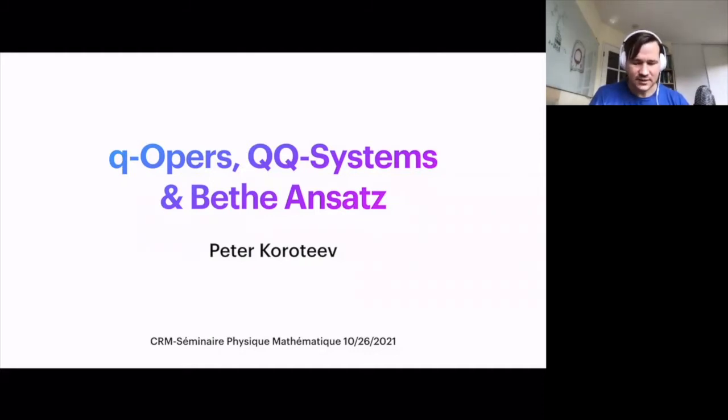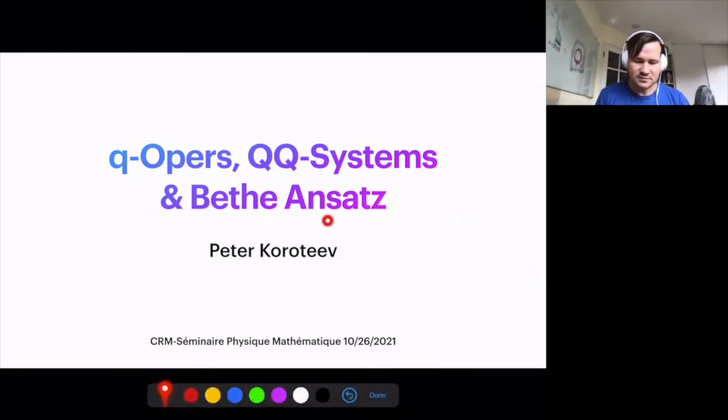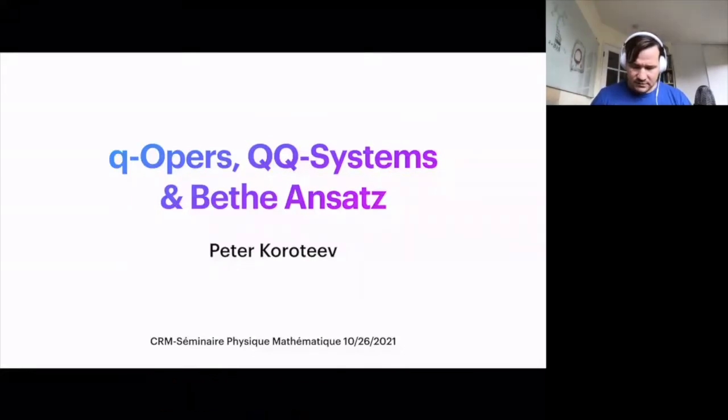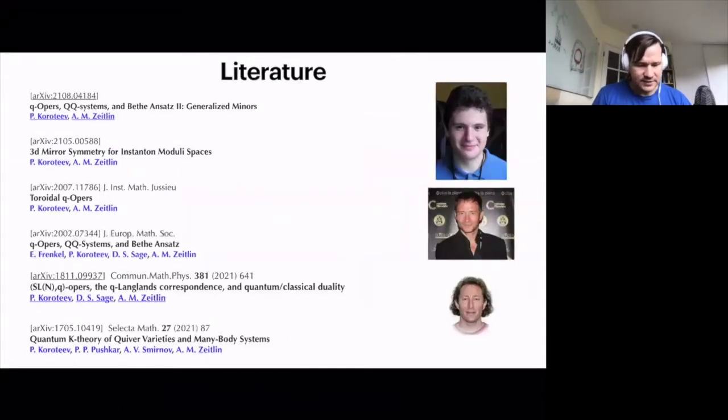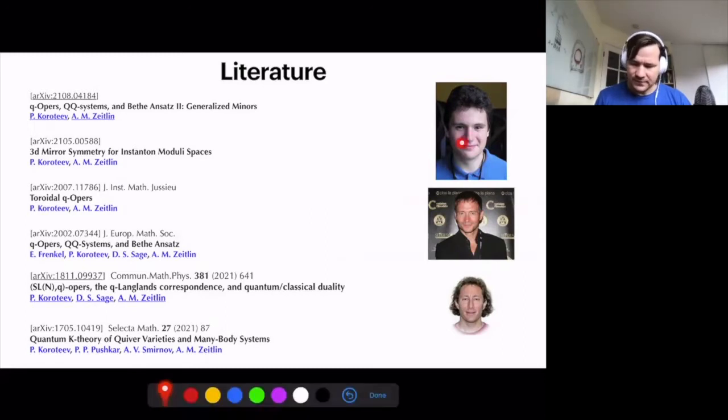So my goal is to make sure that all of you understand what these three parts of the title are: QOpers, QQ-systems, and Bethe Ansatz, and how they interact with each other, and why we should consider them together. So why is it very natural to consider them together? I've been working on this for several years now. My most frequent collaborators are Anton Zeitlin over here, Edward Frenkel, and Daniel Sage. Dan and Anton are at LSU, Louisiana State University, so the faculty members, and Ed Frenkel is a faculty member at UC Berkeley.